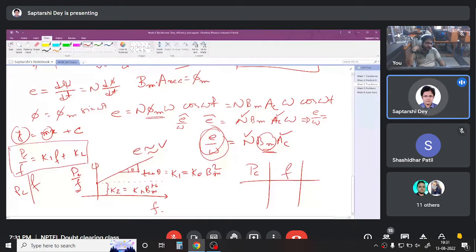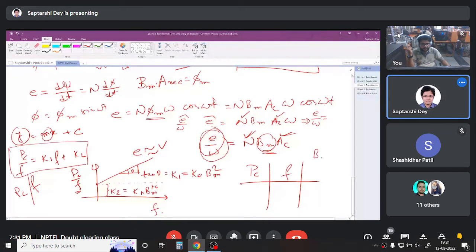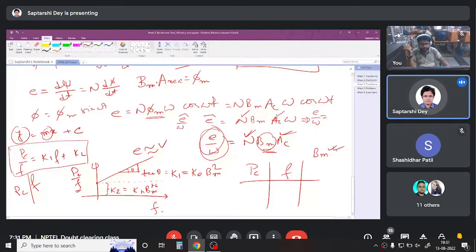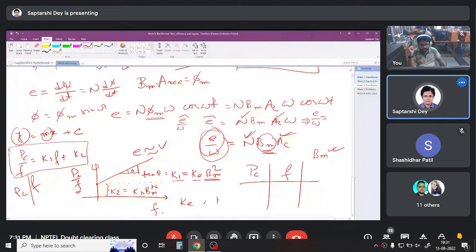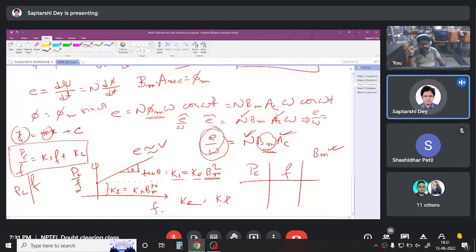Now we know how much voltage we have applied to the transformer. We know the core area and number of turns. So from there, we can find out Bmax, right? Once we have Bmax, and K1 and K2 we got from the graph, we can find out both Ke and Kh, the eddy current loss constant and the hysteresis loss constant.